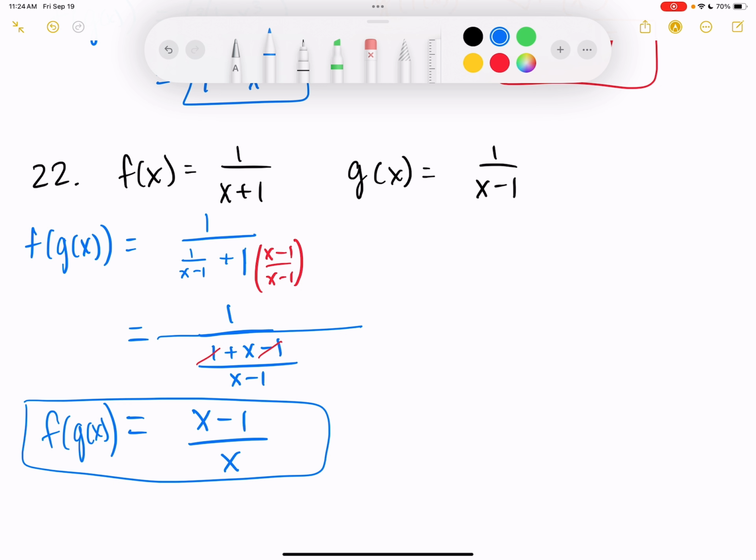What are the words that follow keep, change, flip? Keep the top fraction, keep the top, and then change the bottom and flip it over. Change it from division to multiplication and then flip it over.